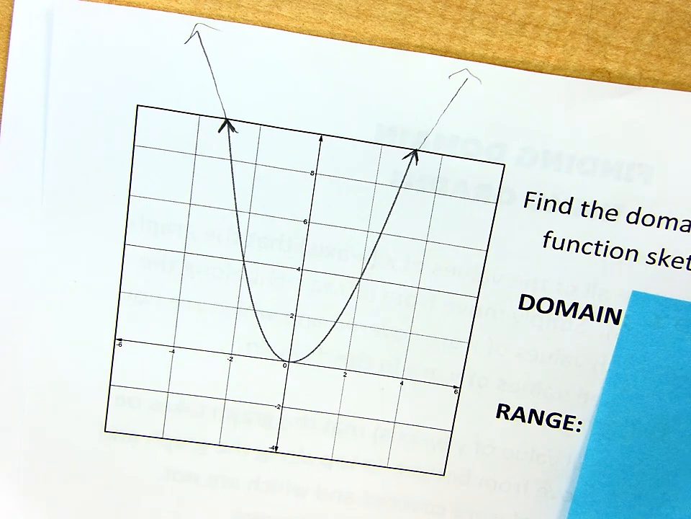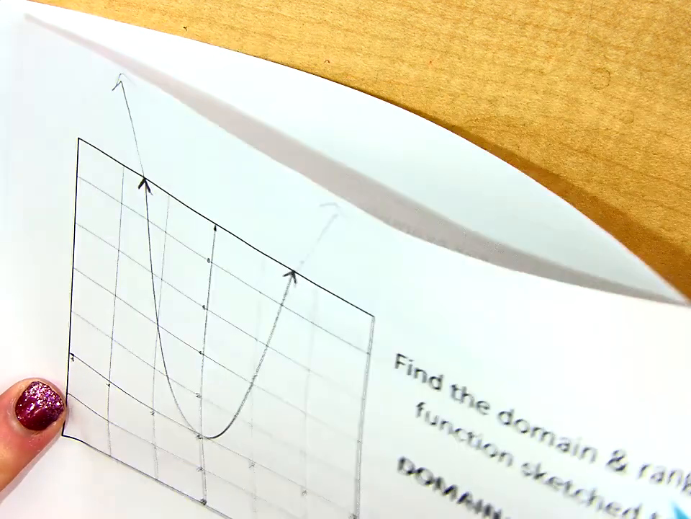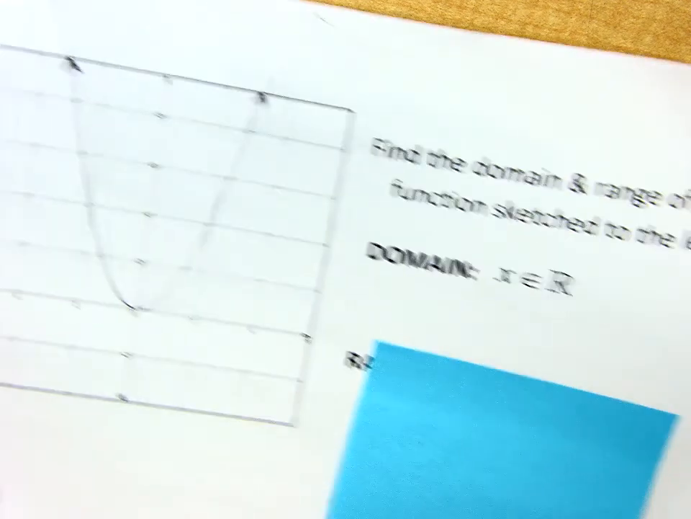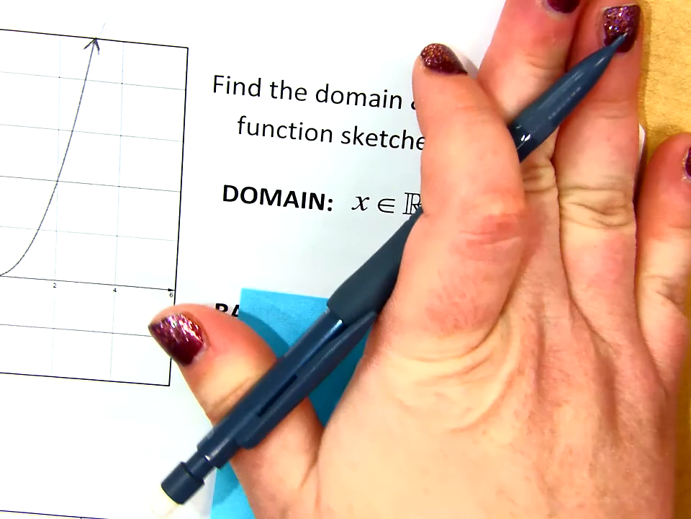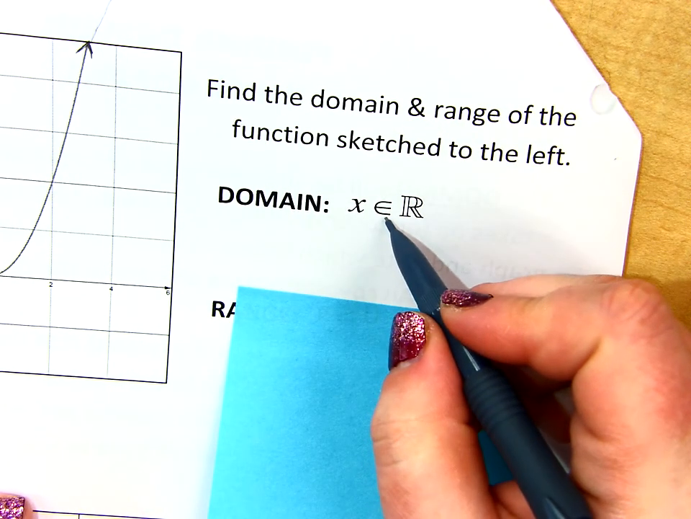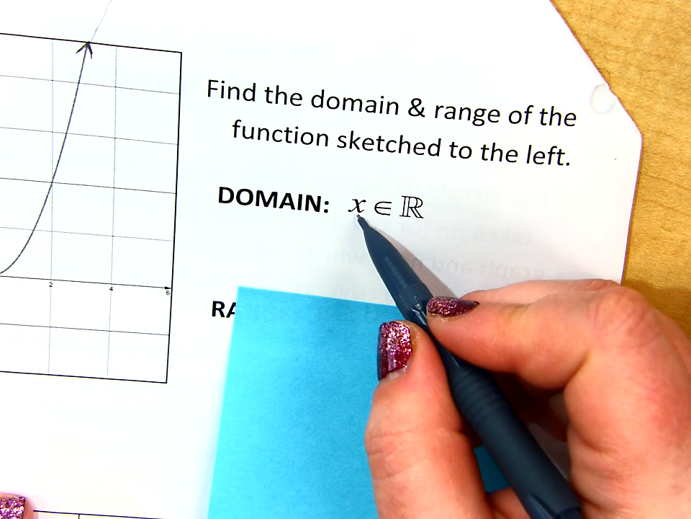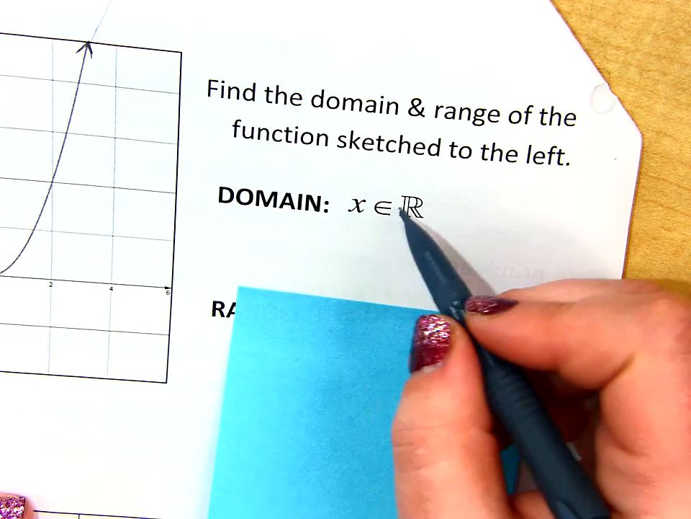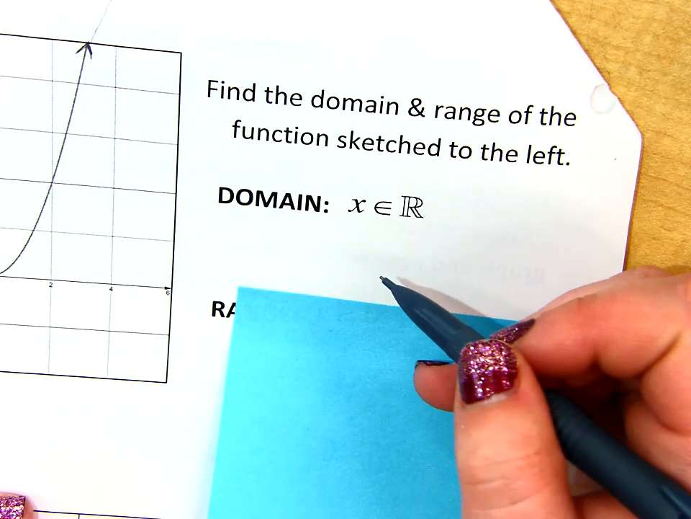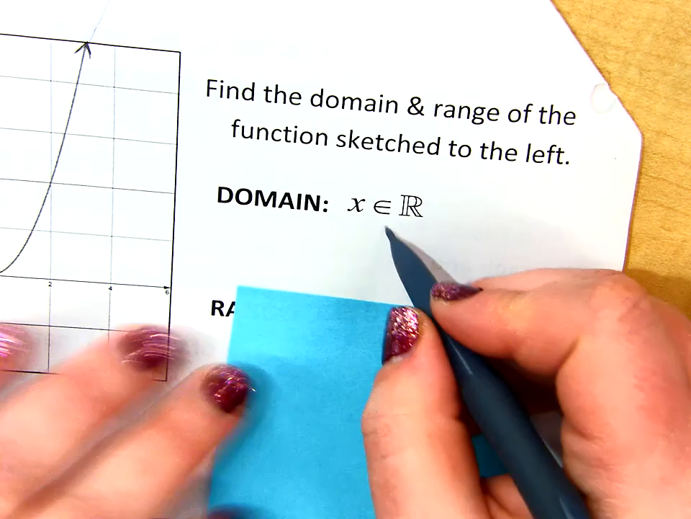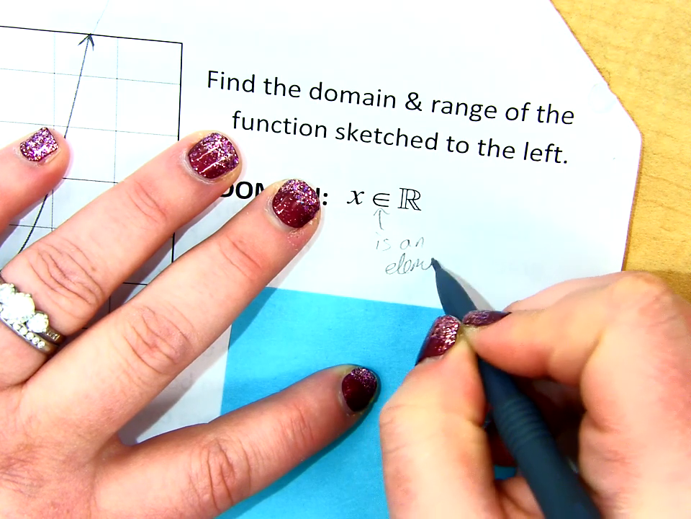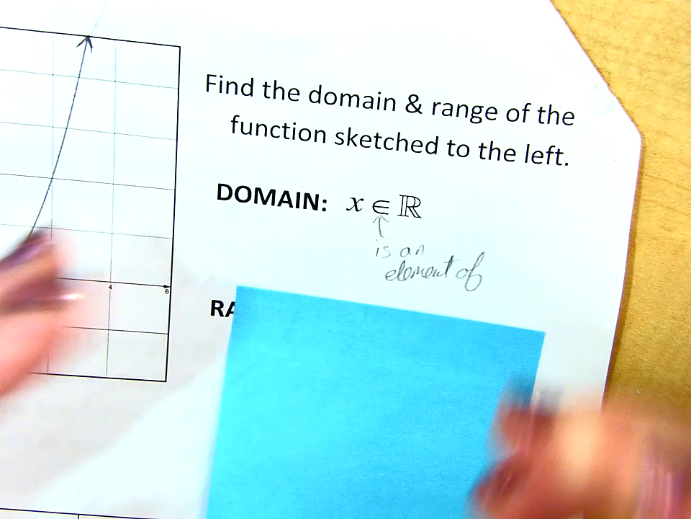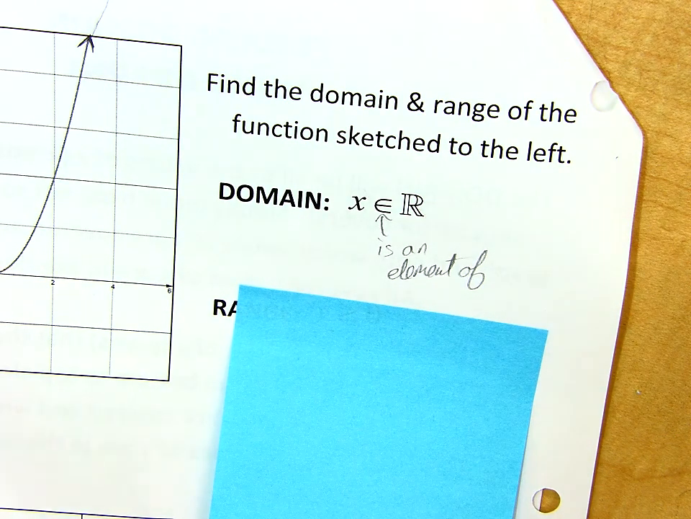So that means that my domain will be all reals. And are you familiar with this notation? The little funny E looking thing? So it basically means is an element of. So that's saying that x is any number in the real number system. That's basically how you could interpret that, okay? So that symbol right there means is an element of. Do we have to put that? No, but it's a good habit to get into.